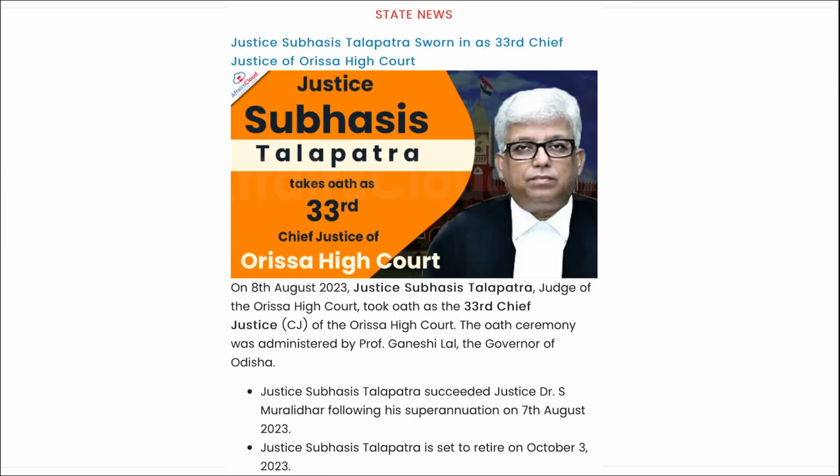Next is your state news. Recently, Justice Subhashish Talapatra has been sworn in as the 33rd Chief Justice of Odisha High Court. I repeat, recently Subhashish Talapatra has been sworn in as the 33rd Chief Justice of Odisha High Court. Remember this important question: he will be succeeding whom?